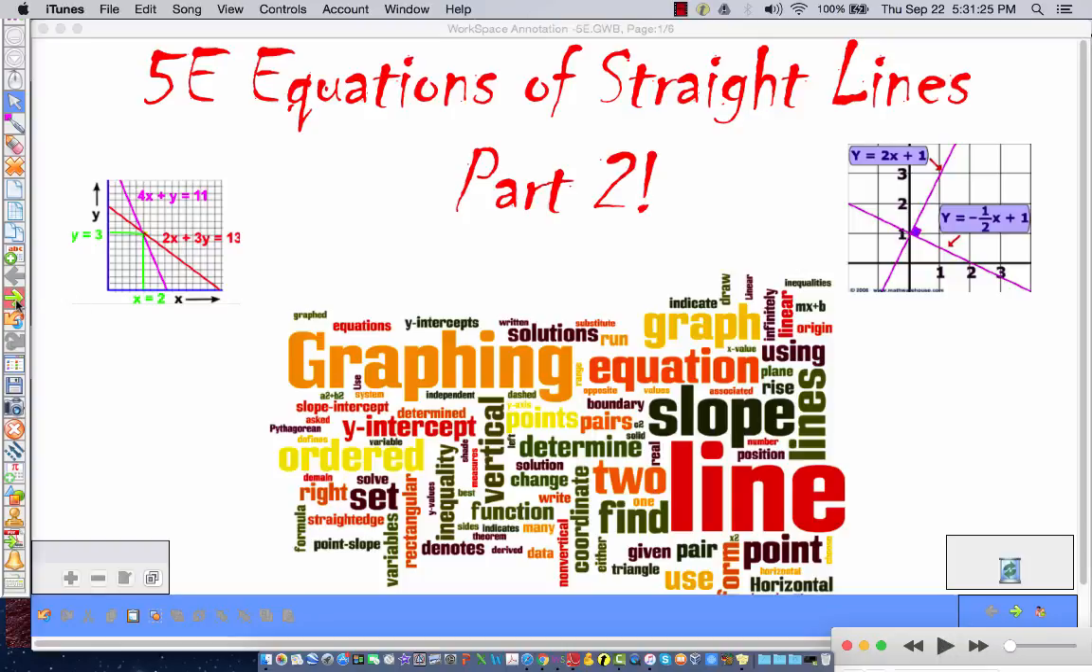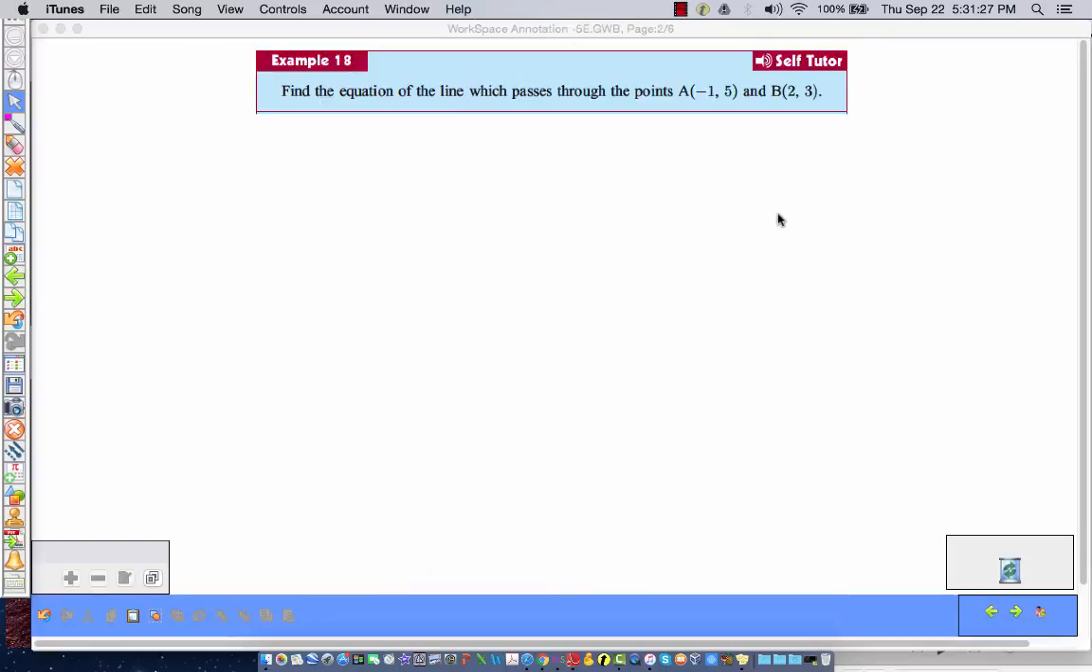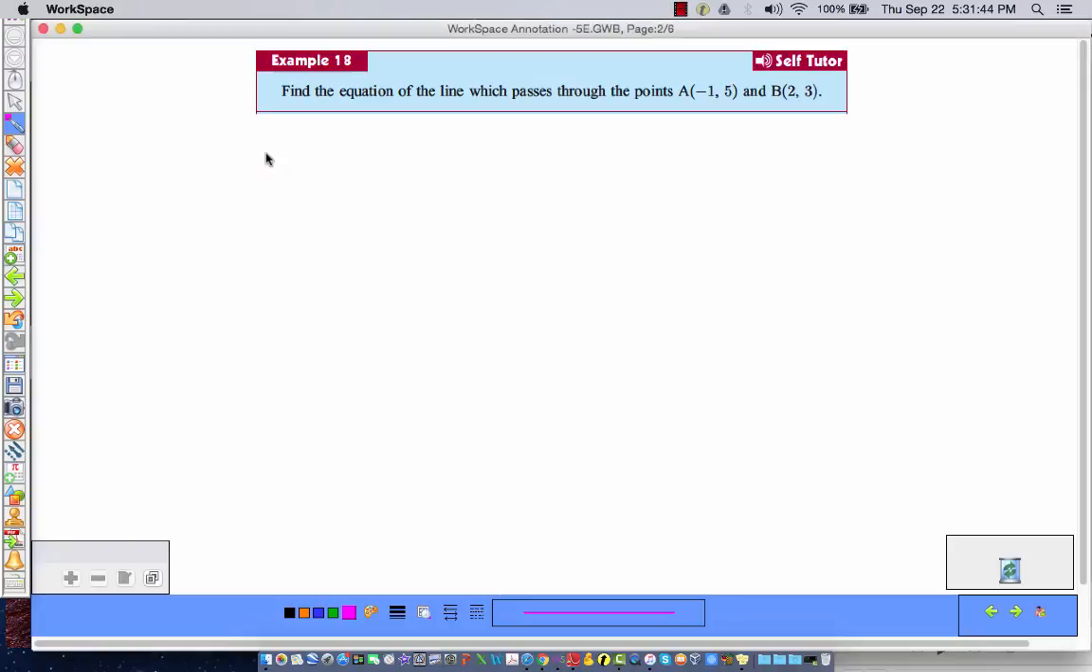So we're going to find some equations of lines now that pass through a particular point, okay? The way that we will do that: find the equation of the line which passes through the points (-1, 5) and (2, 3). So we need to find the slope. And remember, the slope of a line is given by y2 minus y1 over x2 minus x1.